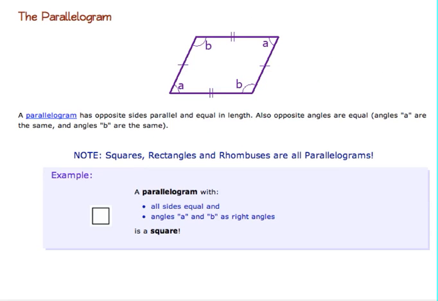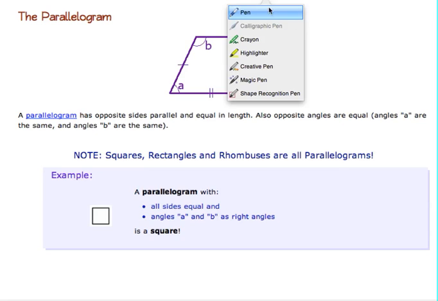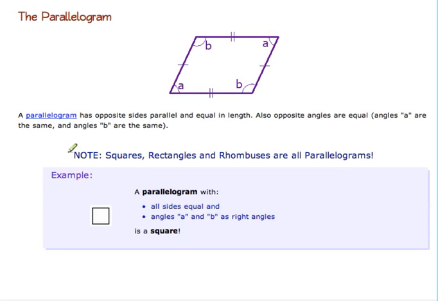Sometimes quadrilaterals are also called parallelograms. A parallelogram has opposite sides that are parallel and equal in length. Also, opposite angles, A and B, are the same. From what we learned before, looking back, you can see that squares, rectangles, and rhombuses are all parallelograms. Parallelograms and squares and rectangles and rhombuses have two names but are the same shape.